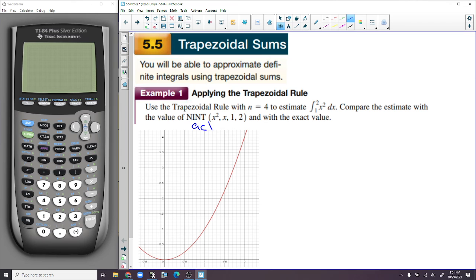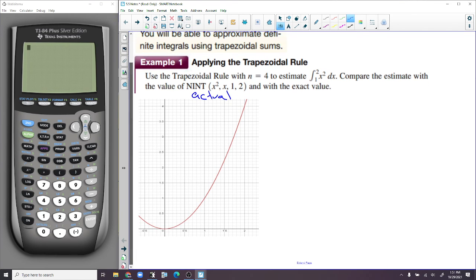So they're saying use a calculator to get the actual answer, and we'll see how much error we have or how close we are. We're going from 1 to 2 with 4 subdivisions. So we should go every fourth, right? And there's 1. If I start at 1, 1, 2, 3, and there's 4.